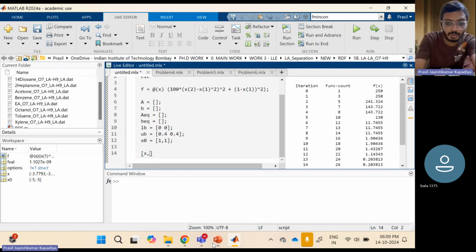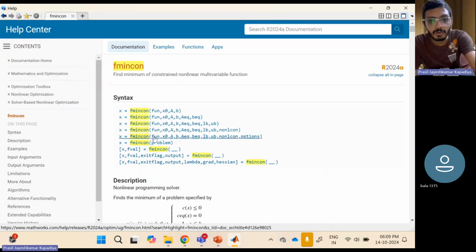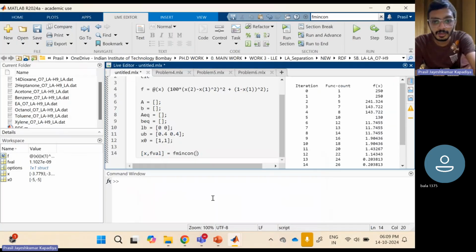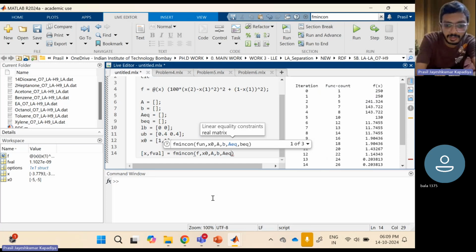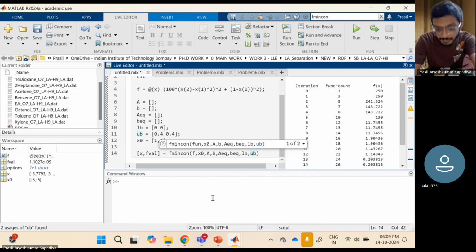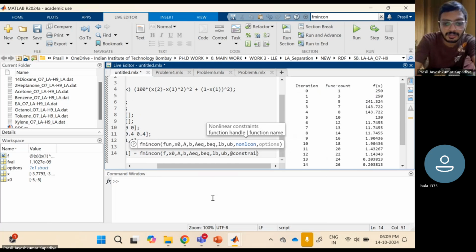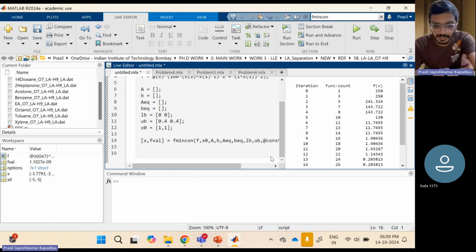And what is my answer? x, comma fval is equal to fmincon. What is the syntax? We can see it from here. First function, then x0, A, B, AEQ, BEQ, LB, and UB. Okay, so function, then x0, then A, B, AEQ, BEQ, lower bound, upper bound, and we need to give some constraints. So I will just write it down as constraints.